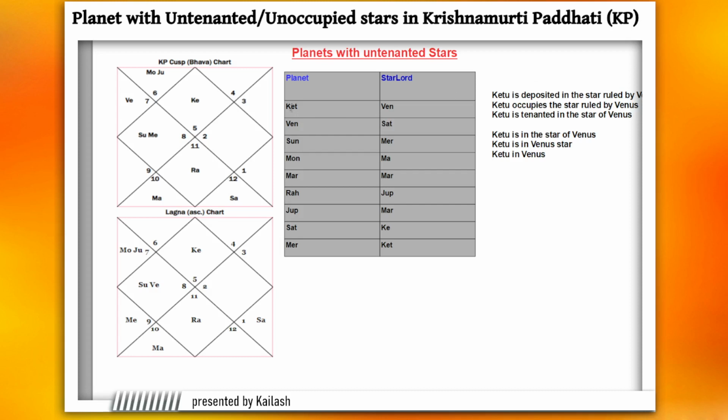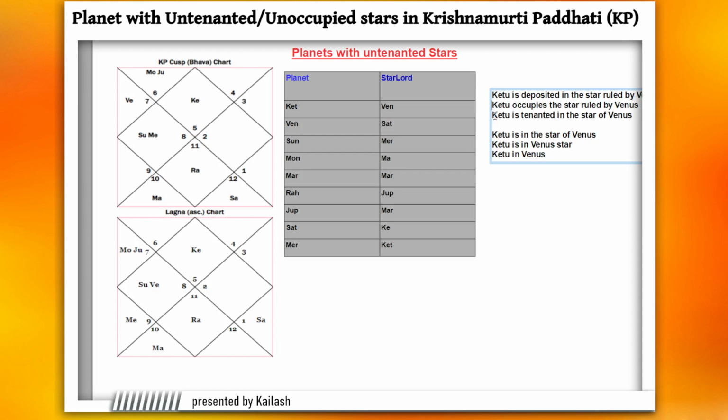So let's look at Ketu. So we say that Ketu is deposited in the star ruled by Venus. When we look at the star lord, Venus is the star lord. So we say Ketu is deposited in the star ruled by Venus. We can also say Ketu occupies the star ruled by Venus. This is also said that Ketu is tenanted in the star of Venus, or Ketu is placed in the star of Venus.